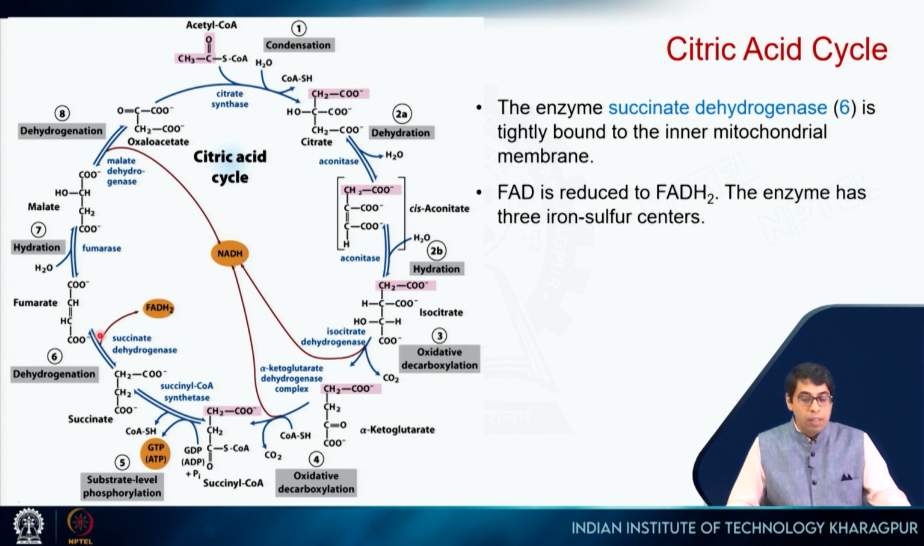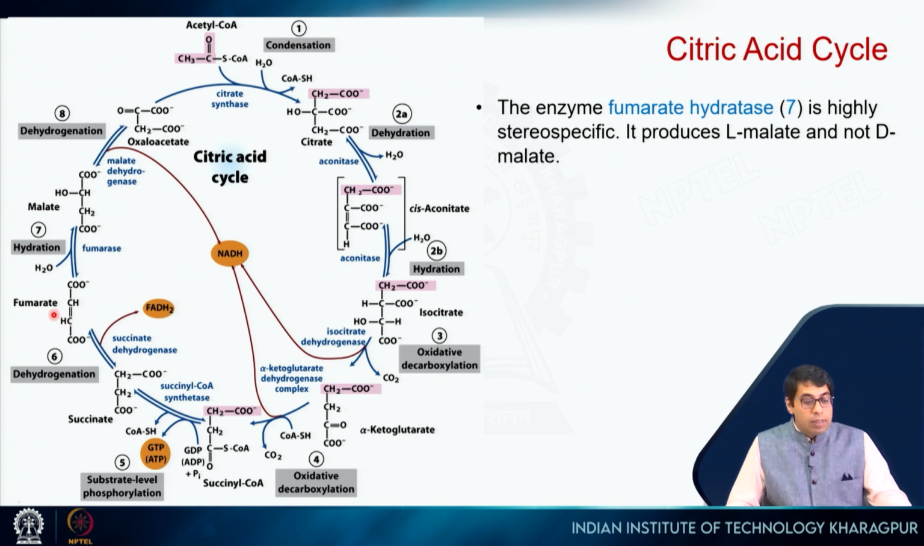This enzyme also has 3 iron sulfur centers, right. So, we have already seen one example of an iron sulfur center. This enzyme has 3 such iron sulfur centers. Okay. Fumarate is converted to malate by the enzyme fumarase. It is also called fumarate hydratase.